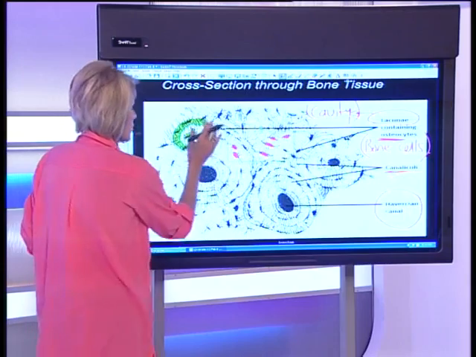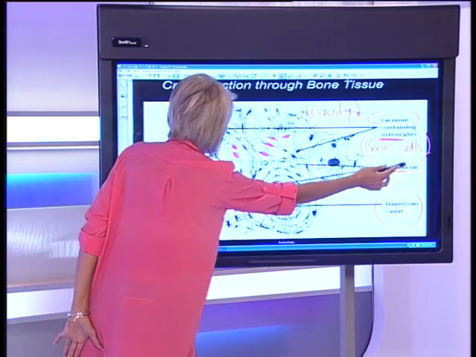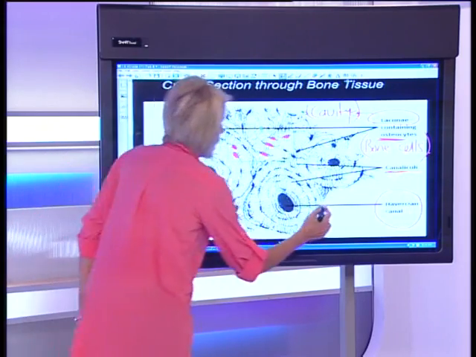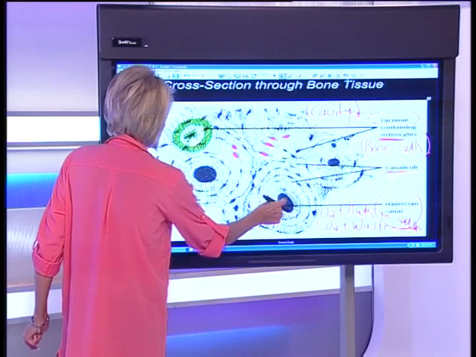Okay, so the bone cells communicate with each other through canaliculi, and they get their oxygen and their nutrients, okay? I'm just putting nutrients, the nutrients go to the cells, and you're going to have your CO2 and the wastes carried away from the little cells here in your Haversian canal. And any pain that you feel in your bones will be here.